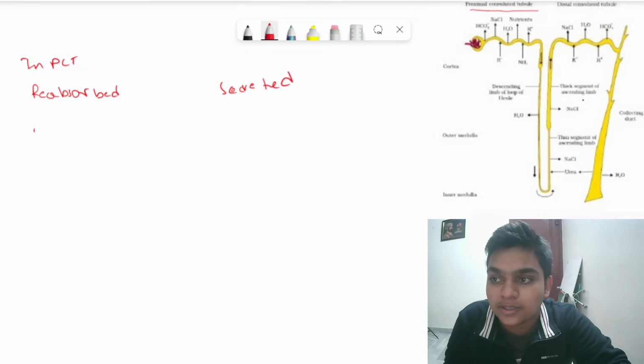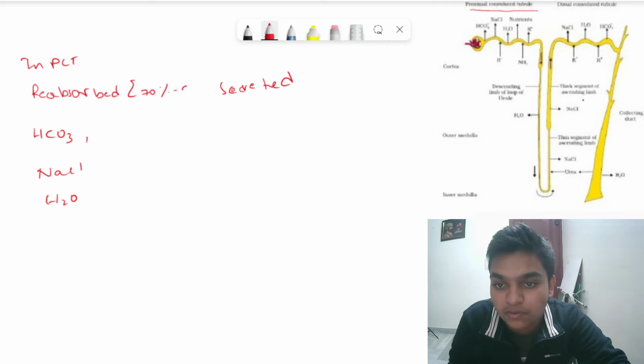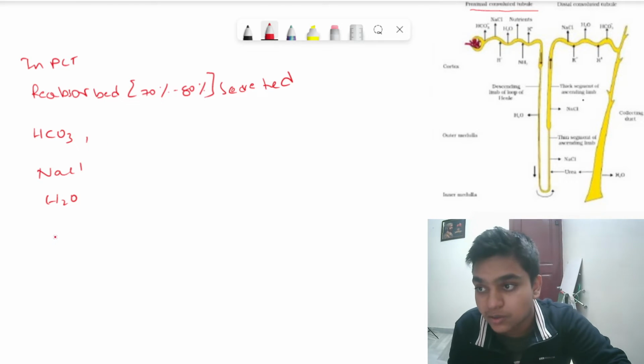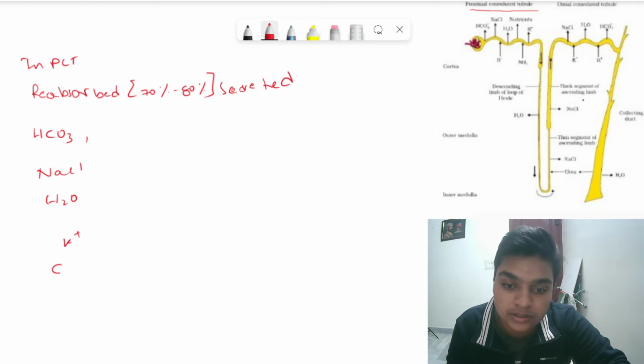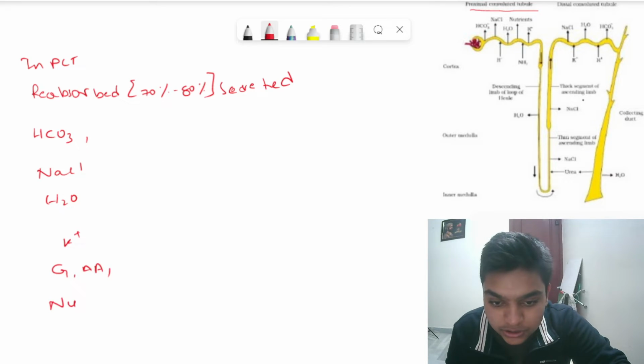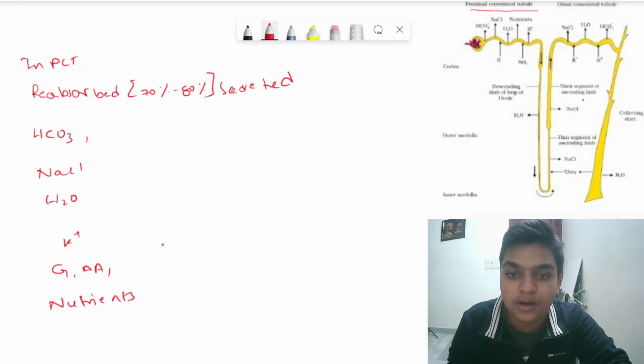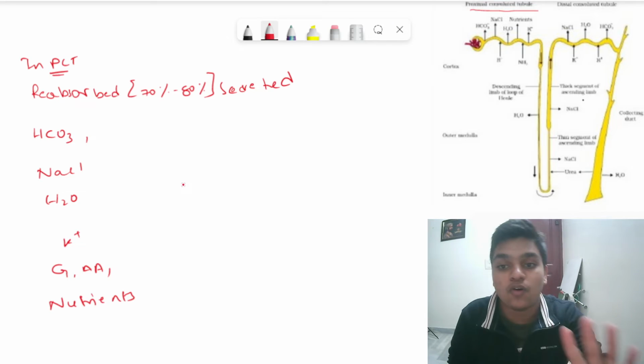The reabsorbed things are HCO3, NaCl, and water. Nearly 70 to 80% of this is done in the PCT part itself. Also K plus, glucose, amino acids, and essential nutrients. These all are reabsorbed in the PCT, the proximal convoluted tubule part of the nephron.